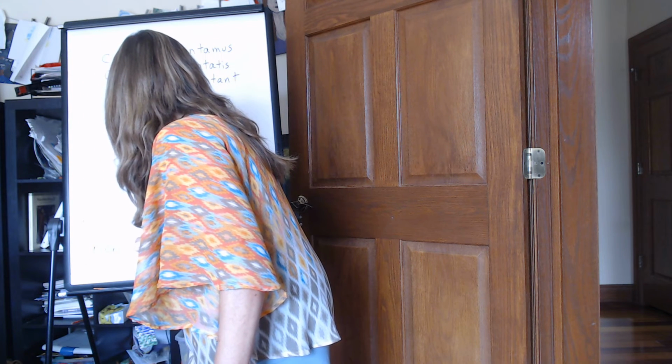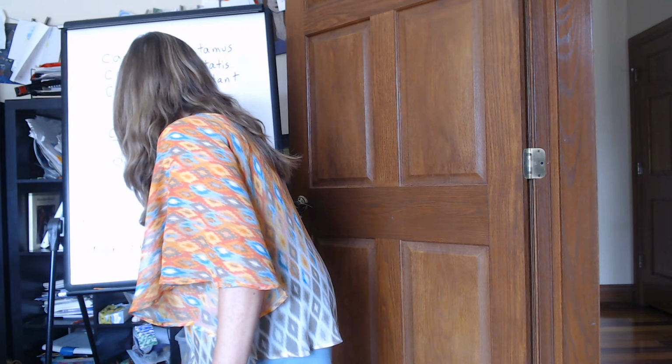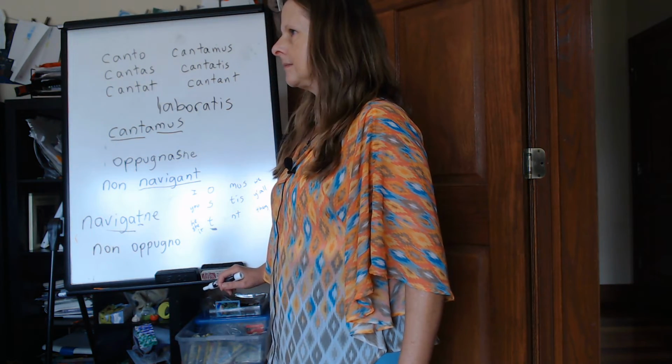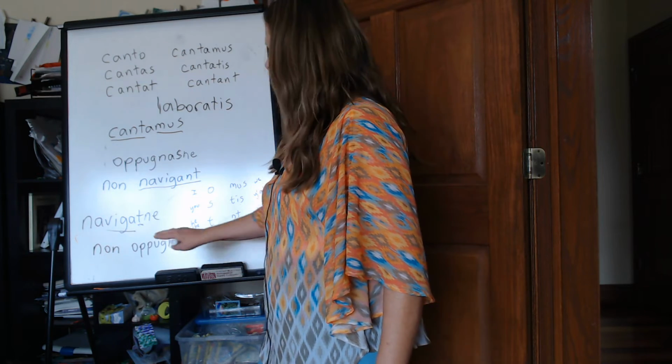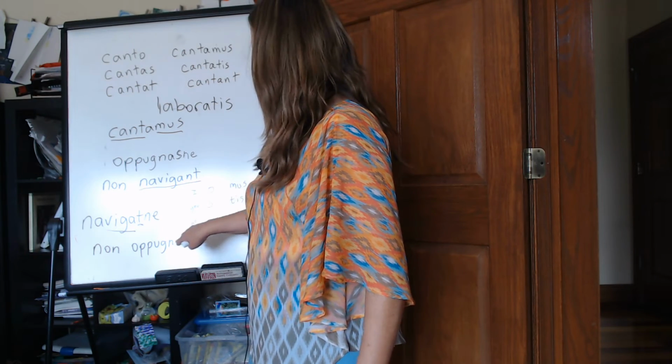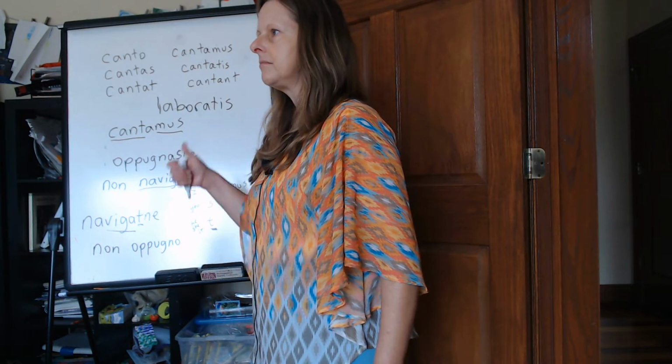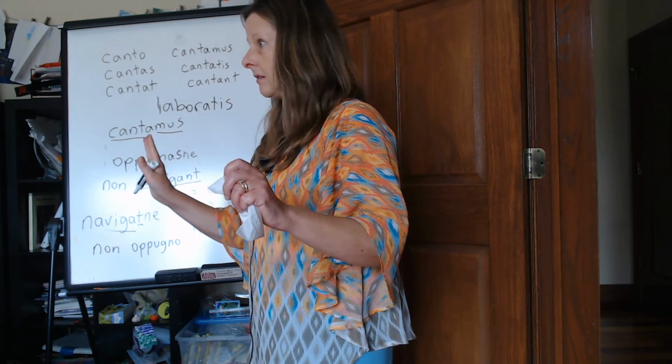One last one. Non oppugno. I do not fight. Do not attack. Yes, this means I attack. The O means I do it. I attack. I do not attack. Right? We got it? Okay.